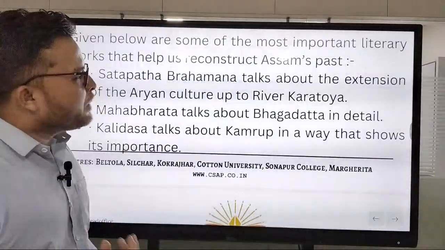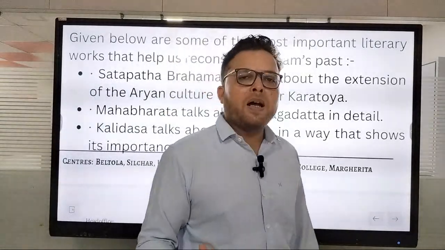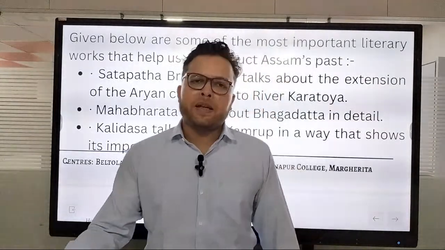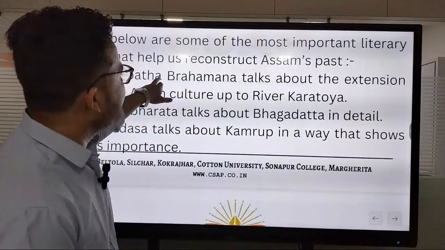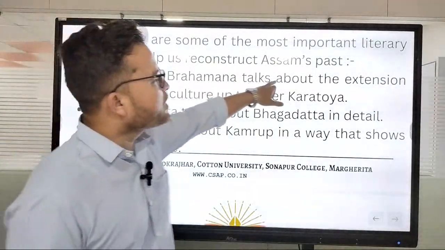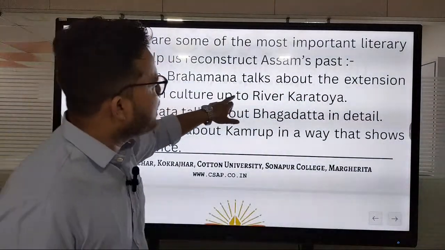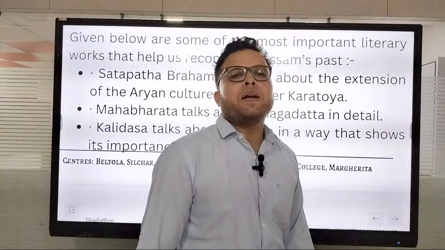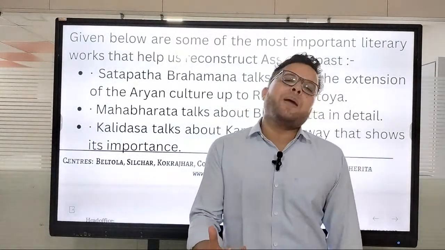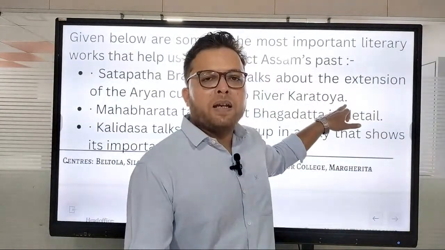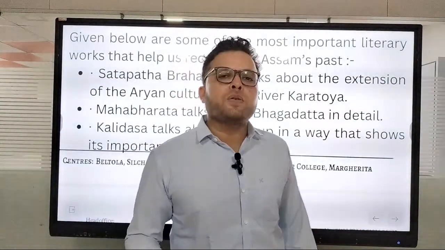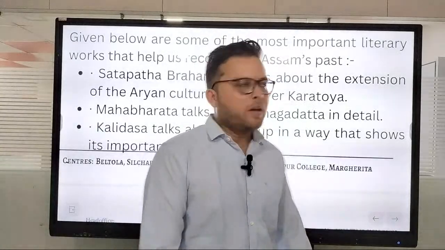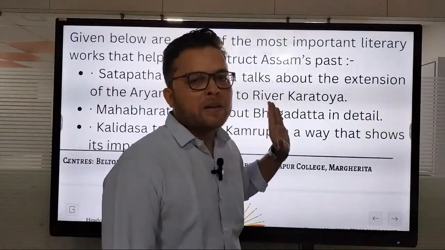See, Shatpatha Brahmana. What is Shatpatha Brahmana? It is a part of Vedic literature. Brahmanas are commentaries on the Vedas, and this particular Brahmana is the Brahmana of Yajurveda. It talks about the extension of Aryan culture up to river Karatoya. This river is very important from the perspective of ancient Assam, because it is believed to have been the boundary of ancient Assam. Where does this river flow today? It originates in the Jalpaiguri district of West Bengal and flows into Bangladesh.